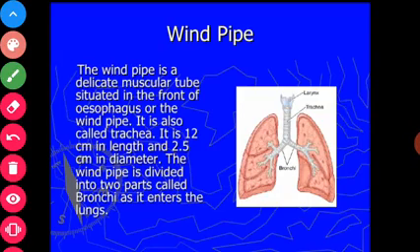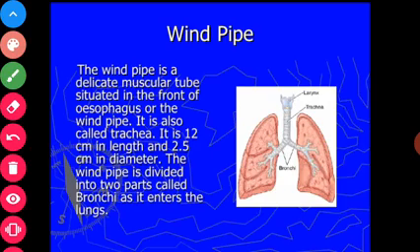Dear students, the upper end of the trachea has a voice box called the larynx. The trachea runs down the neck and divides into two smaller tubes called bronchi. You can see in the structure, the trachea is divided into two, known as bronchi. At its lower end, the singular of bronchi is called a bronchus.